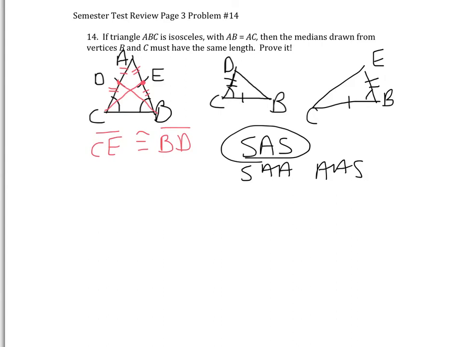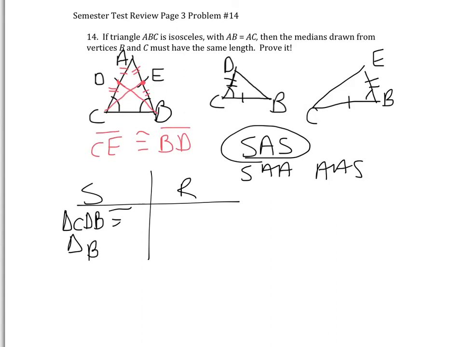And then after I prove that these two triangles are congruent, so in my proof, I need to write all of this out. I need to explain all of this, but I'm going to go ahead and just start our proof with saying that the triangle CDB is congruent to triangle BEC. And we can say that by side angle side.